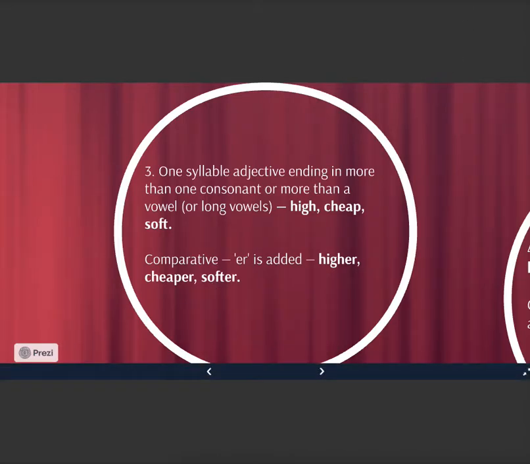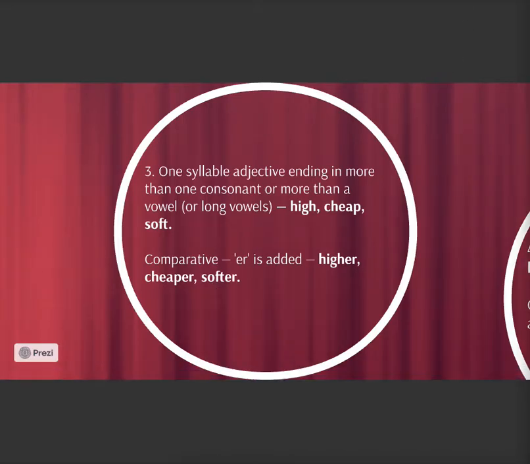So remember, rule number 1. With one syllable adjective, with short adjective, I am going to send this to the chat. With short adjective, that means one syllable. You are going to add er at the end.